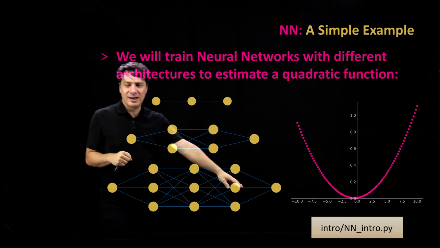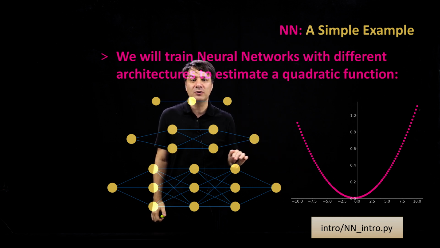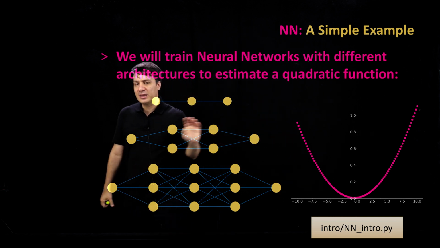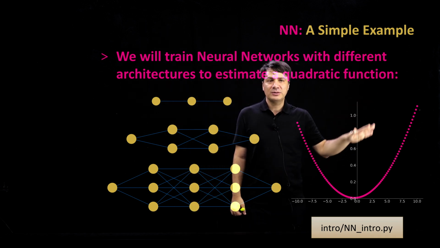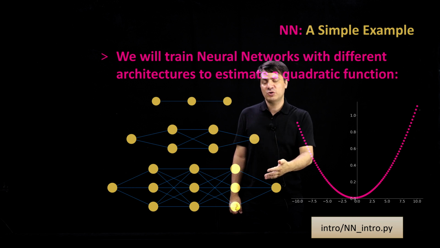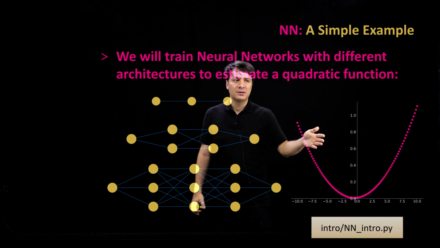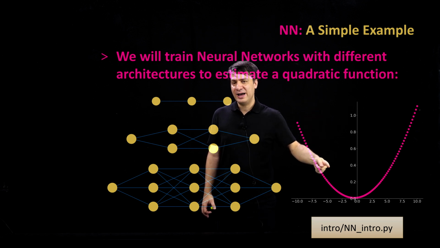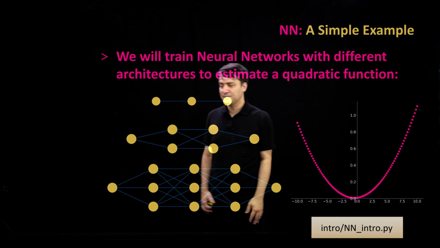So there is a neural network intro Python code that you can use to go over all of these details. But the goal here is this. We have a simple quadratic function, and we're trying to train three neural networks to compare them to predict y, in this case, as a function of x, or as we call it, z as a function of x.